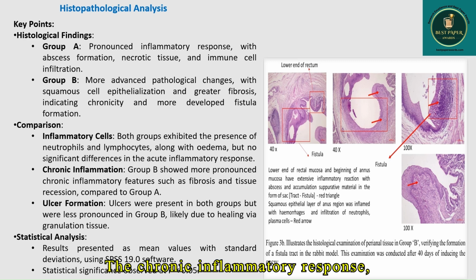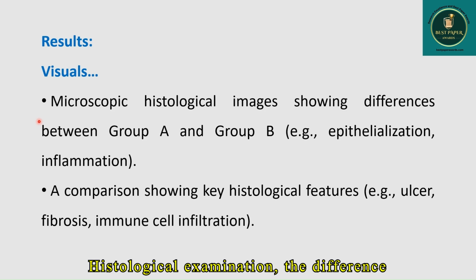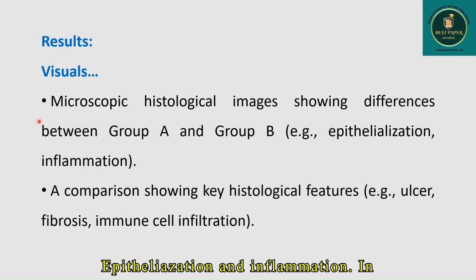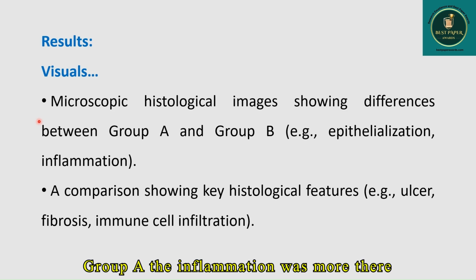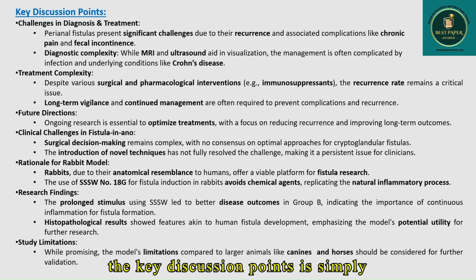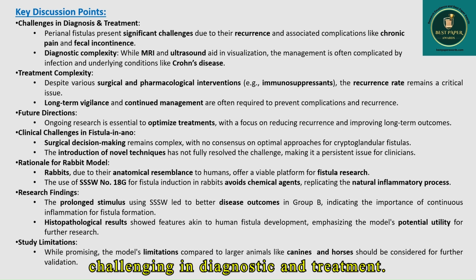The chronic inflammatory response, fibrosis, and recession were much more pronounced in group B compared to group A. The differentiating point is that prominent fistula formation is there. What we get is that we have successfully created fistula in ano after 40 days of induction with epithelialization without any chemical use. In the histological examination, the difference between group A and group B was simply epithelialization and inflammation. In group A, the inflammation was more, and in group B, the inflammation was less, but epithelialization was more.